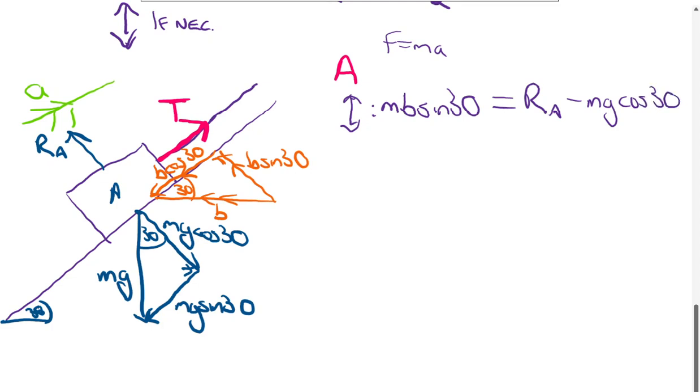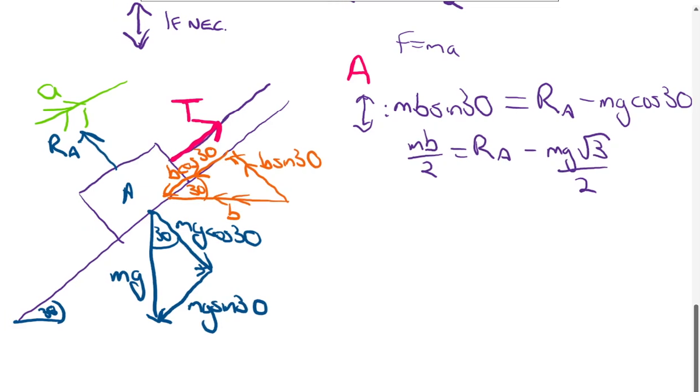Oh, that's interesting, because that could give us RA maybe. Okay, cool. So again, page 13 in your tables, sine 30 cos 30 there, so sine 30 is a half, so this turns into mb over 2 equals RA minus mg root 3 all over 2. Okay, cool. I think we don't need to do the one with the tension. I think we're going to be able to solve this without it. So that is our A.